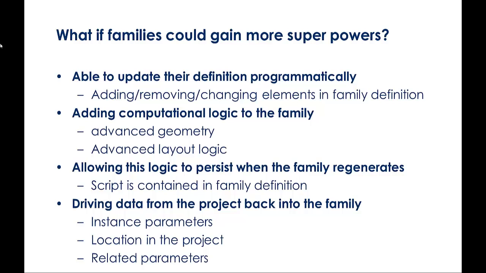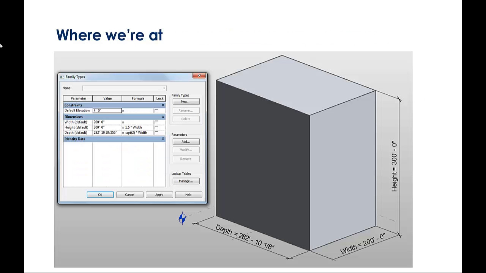And basically, how about getting the tendrils of families to be able to go out and bring more information back into themselves, or information from themselves back out into the rest of the world? So just a quick summary of where we're at with what we've got.